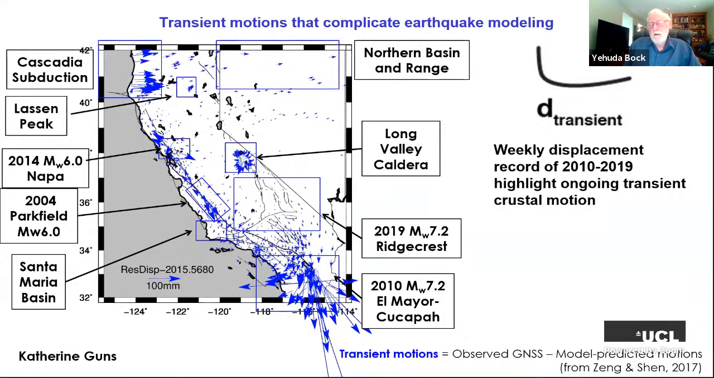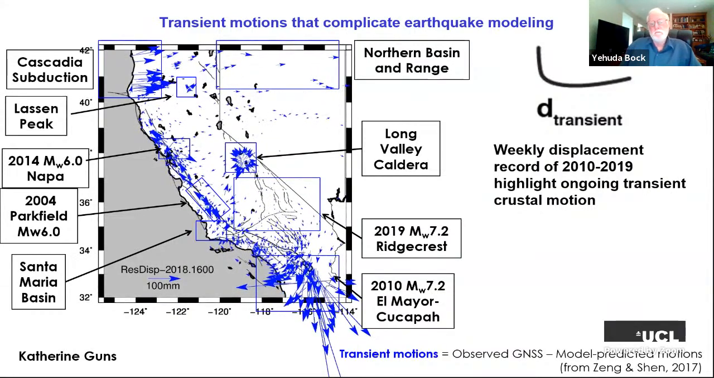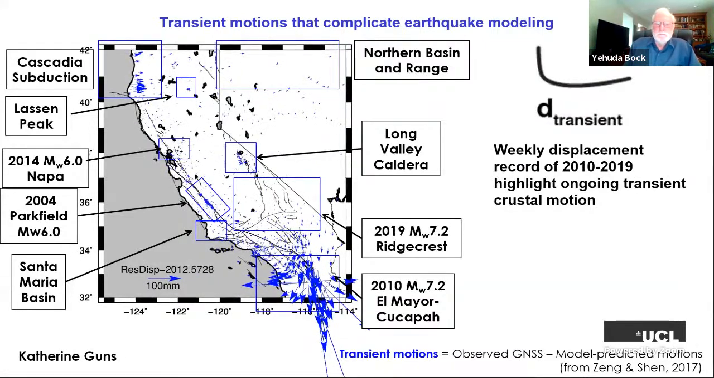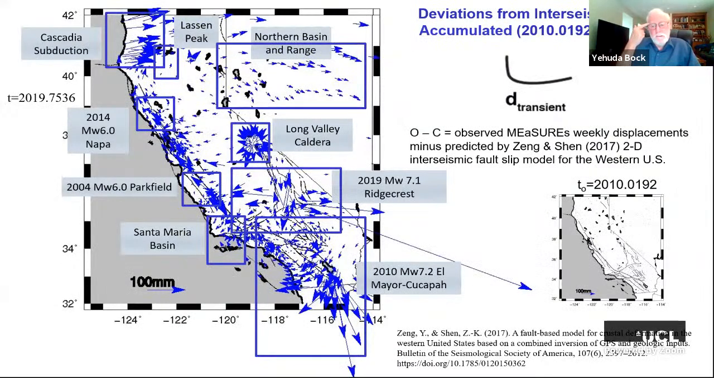So this obviously complicates determining what the long-term rate is over California, because occasionally you'll have these earthquakes that will then cause these transient motions. And these are the total motions that you saw in the movie. So this is from the period of 2010 through to the 2019 Ridgecrest earthquake. And these are only transients. This has nothing to do with the long-term motion.